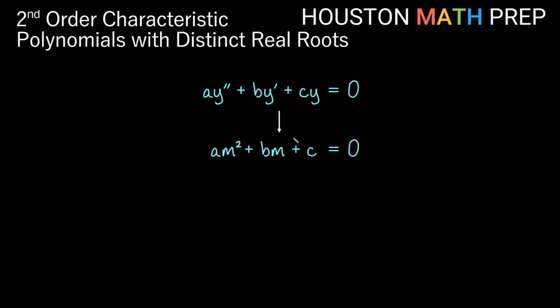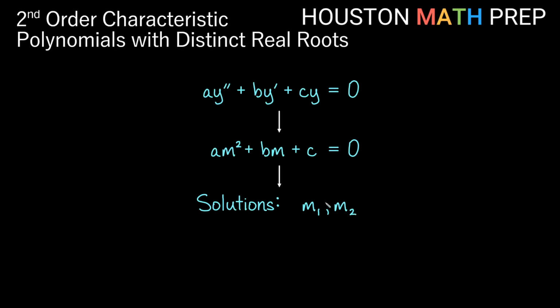We'll then solve this quadratic equation using some algebra, so usually we'll factor or use the quadratic formula, maybe use completing the square. And in this example video, we're talking about when we get distinct real roots for our solutions to this characteristic polynomial. So we get some solutions m1 and m2.